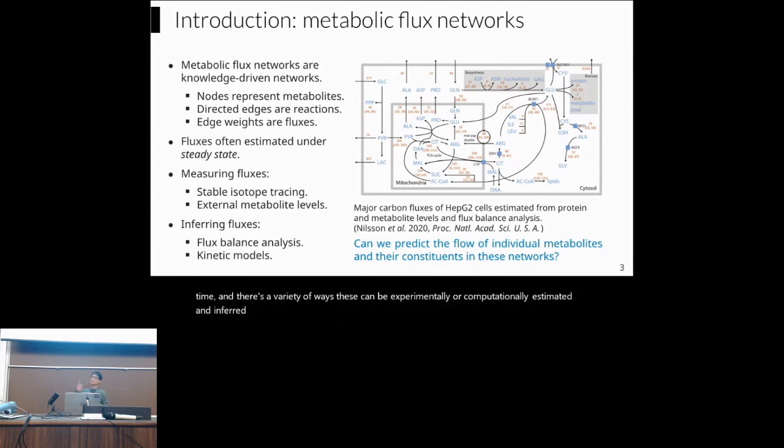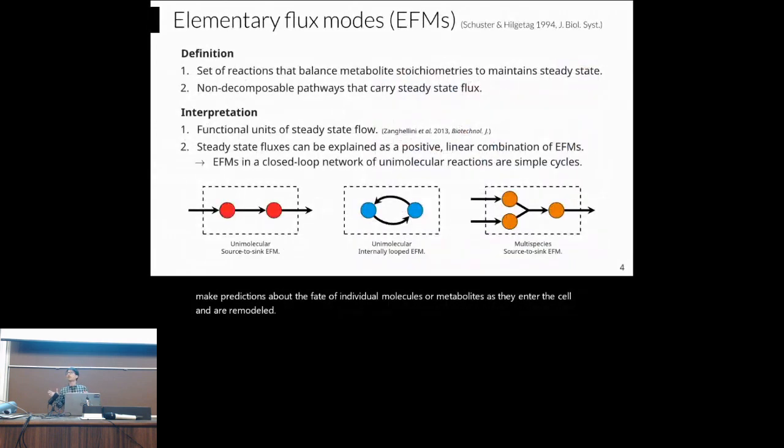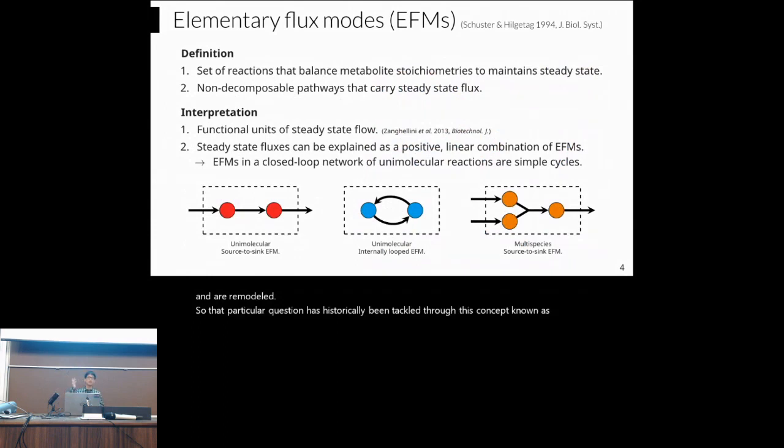So in recent years, there's been a bit more metabolic flux data that's been generated, like Nielsen now, who were able to estimate a little over 500 steady-state fluxes from a combination of absolute protein and metabolite abundance data and some computational modeling. So this led us to ask the question of how we can use this type of metabolic flux data to make predictions about the fate of individual molecules or metabolites as they enter the cell and are remodeled. So that particular question has historically been tackled through this concept known as the elementary flux mode, or EFM for short.